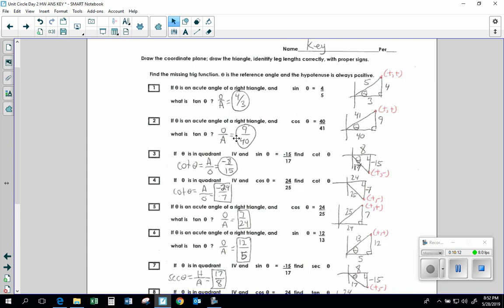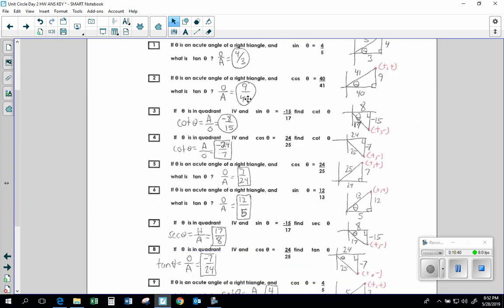Down here for number 2, if we're doing that same thing, we have cosine of theta is 40 over 41. Cosine is adjacent over hypotenuse. So there's the 40 over 41. And 9, 40, 41 is a Pythagorean triple, or you use a squared plus b squared equals c squared. You're going to solve for the missing side and get your 9. Again, quadrant 1, positive, positive. Now we do tangent, just like it was number 1, opposite over adjacent, 9 over 40.